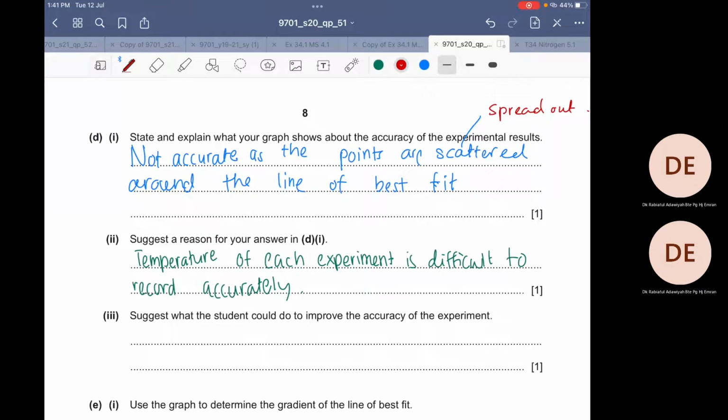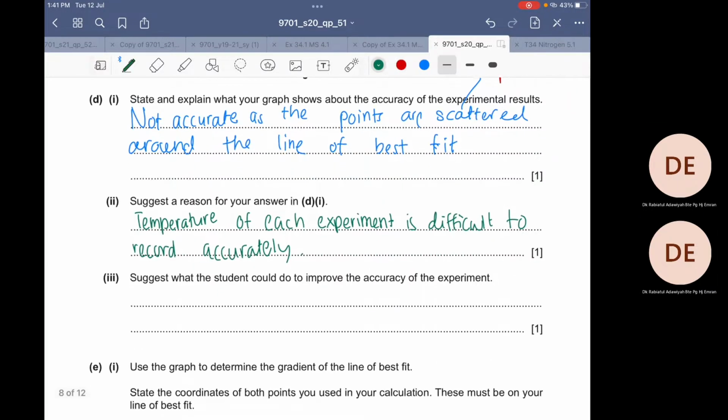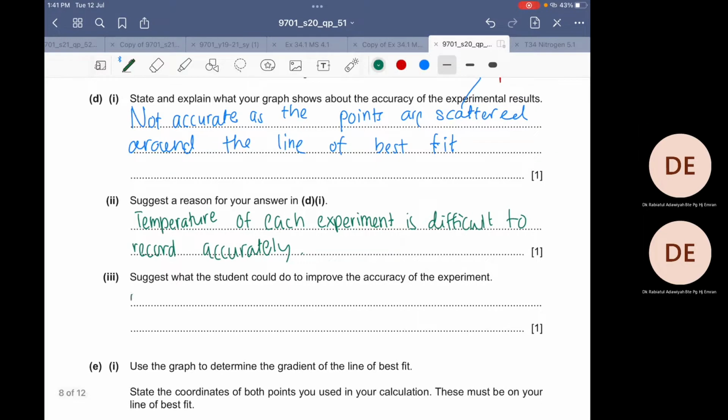Suggest what the student could do to improve the accuracy. How do you improve accuracy? In general, repeat. Okay, repeat could improve the accuracy, and then after you repeat, you take the average. Okay, so repeat experiment and take average.